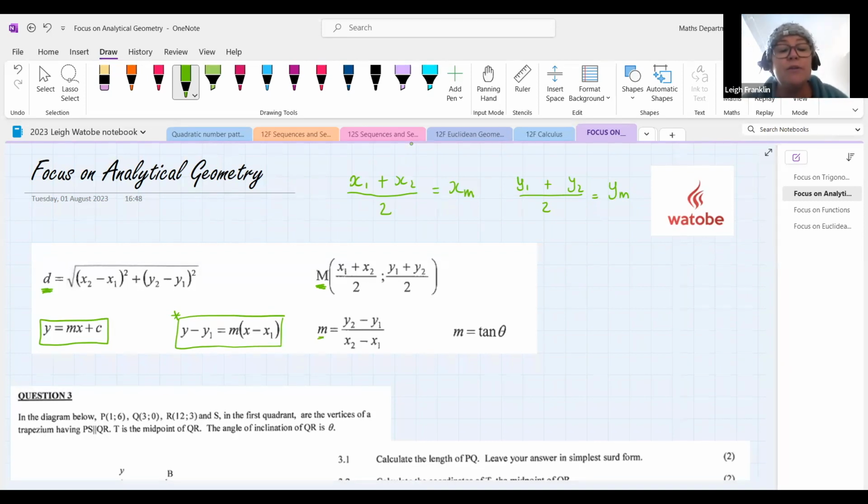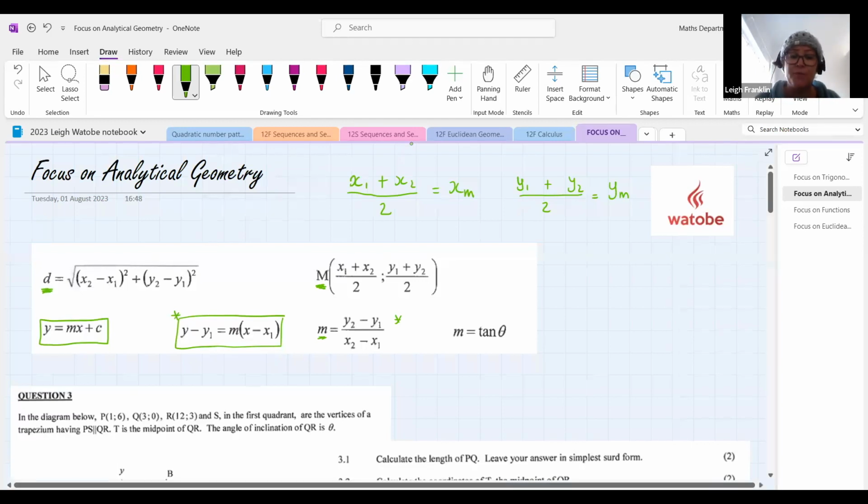Next one is gradient. So y2 minus y1 over x2 minus x1. Something to be careful of when it comes to the gradient formula: if you are subbing into the gradient formula and you, by accident, put the change in x over the change in y, you will not get any marks at all. So you've got to make sure that you sub correctly into your formulae, because if you put the change in x over the change in y, you won't even get any substitution marks. So be very careful with that.